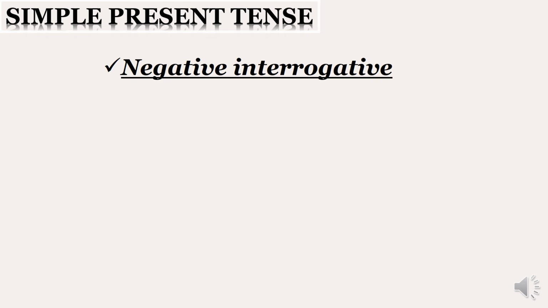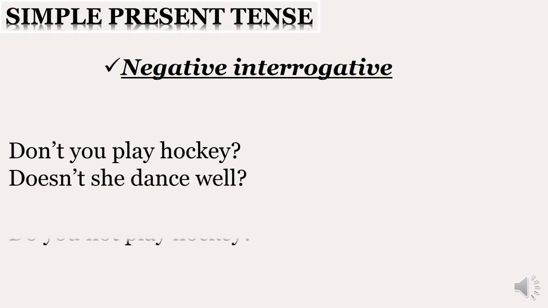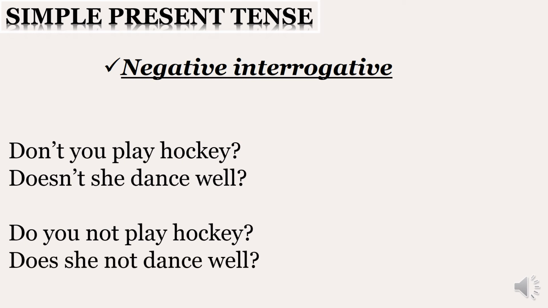Yes, now the point is how to make negative interrogatives, because we can have positive interrogatives and we can have negative interrogatives. There are two constructions to make negative interrogatives, like, don't you play hockey, doesn't she dance well, or the second way is, do you not play hockey, does she not dance well. Here one thing can strike your mind, which construction is right. Actually both constructions are right.